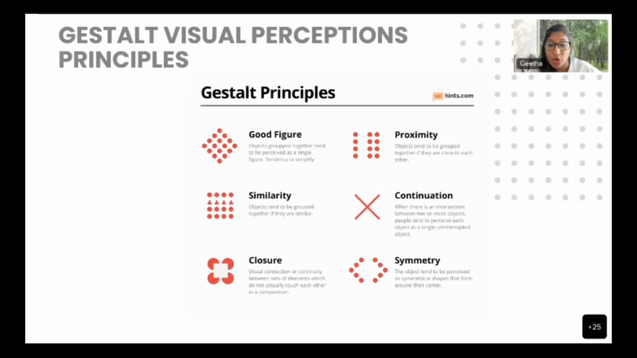Continuation is another element. When there is an intersection between two or more objects, people tend to perceive each object as a single uninterrupted object. Meaning that when there are cross lines or when there are circles, you can't leave the circle halfway because then it means incomplete to whoever's looking at it. Hey, why is this work not done? So that gives them the perception that this is not complete. And the mind also looks out for symmetrical objects. We always look for symmetry. So symmetry is one half and the other half should be matching.